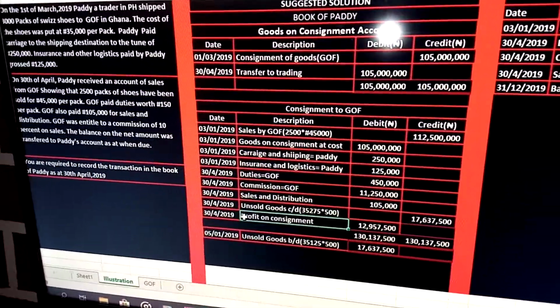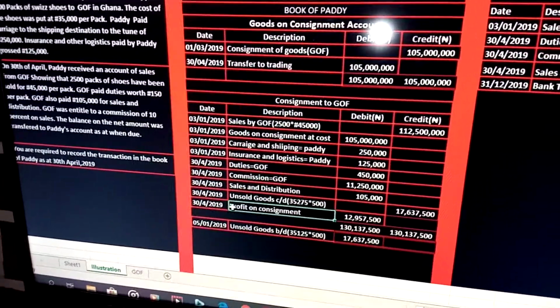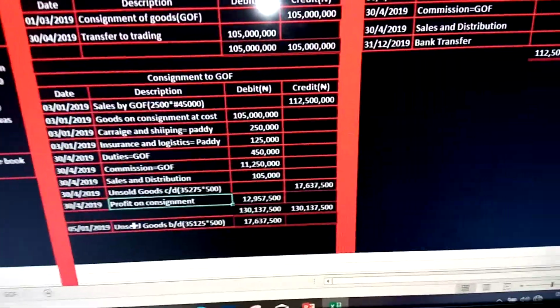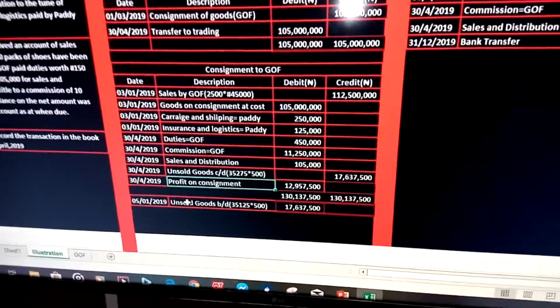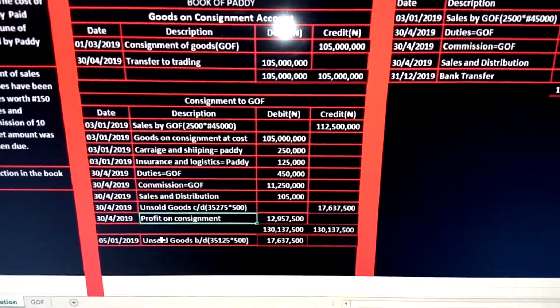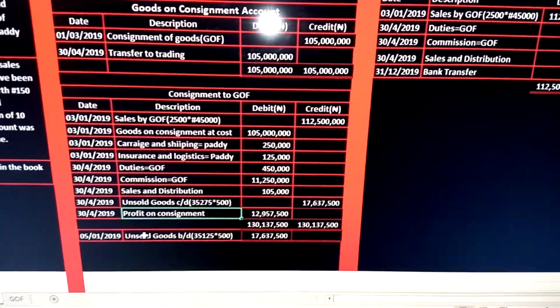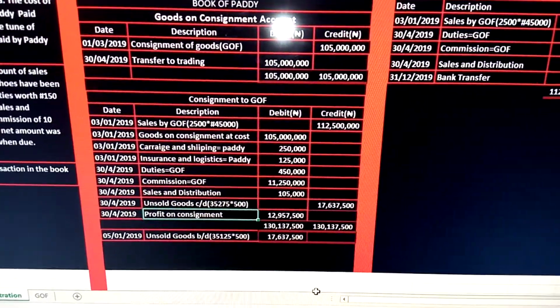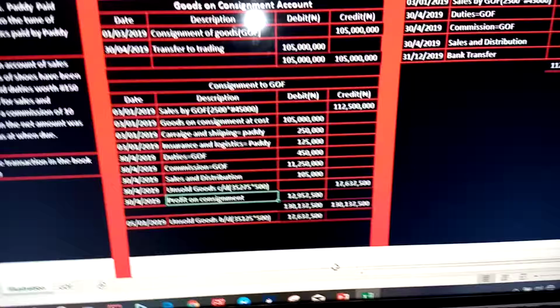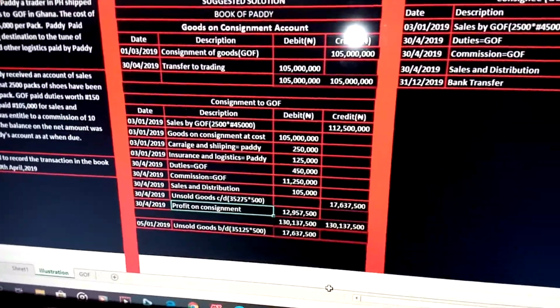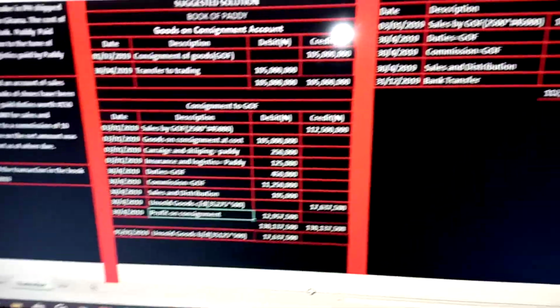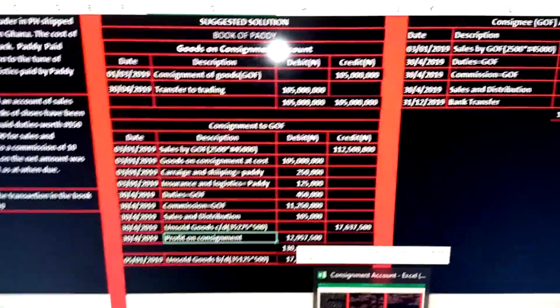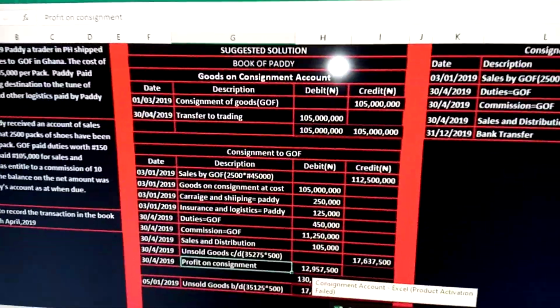Remember, what was sent to GOF is 3,000 packs. GOF sold 2,500 packs. That means 500 packs are yet to be sold, so we have to account for those 500 packs as the unsold stock. The question is, what cost are we using? Remember, the cost of the goods has to be the total cost incurred to put it at the place of sale. We already explained that in our previous class. The cost of the product and other costs incurred to take it to where it will be sold will form the cost of the product.